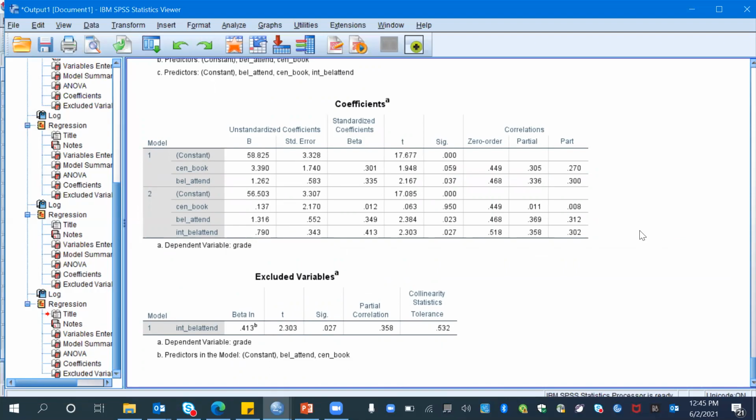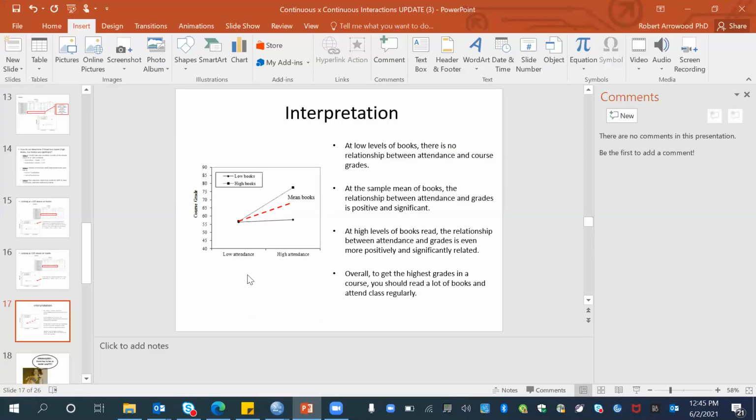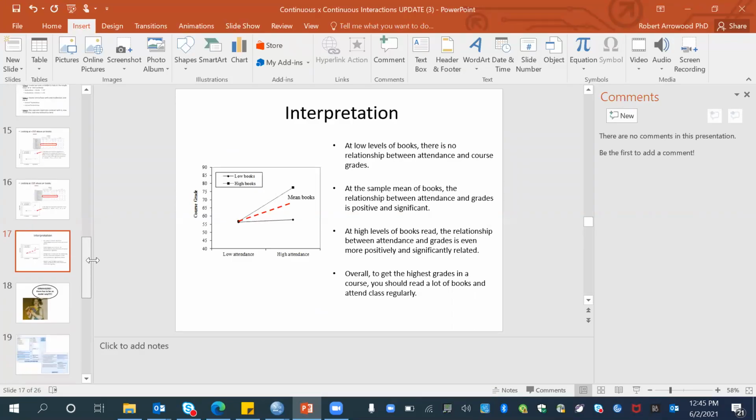So if you were curious about the relationship between books and grades at different levels of attendance, these two would be all you'd have to unpack. On the other hand, if you're interested in the relationship between attendance and grades at different levels of books, you just have to unpack those first couple of models that we had. Or you can just unpack both, because again, it's so much information and it's pretty easy to run. Again, it can get very complex very quickly though, with the more models that you have.